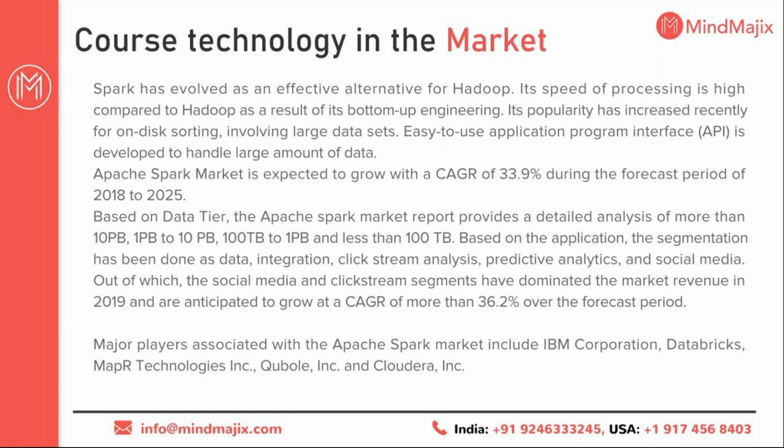So we have data distributed across different nodes. We can also do predictive analytics, which is part of machine learning. Now, as per the market revenue in 2019, according to CAGR, it is more than 36.2%, or now 80% of the market is for Spark. Major players associated with Spark are IBM, Databricks, MapR, Qubole, and Cloudera. Databricks is one of the vital players in Spark.